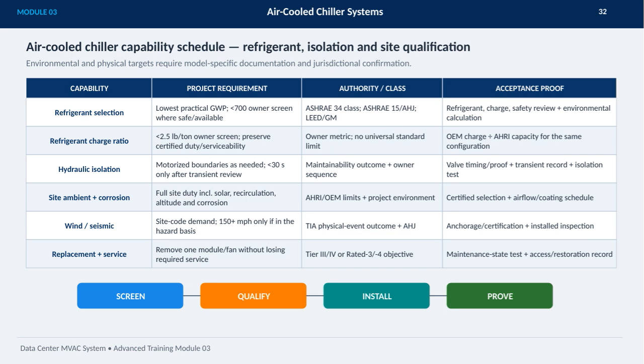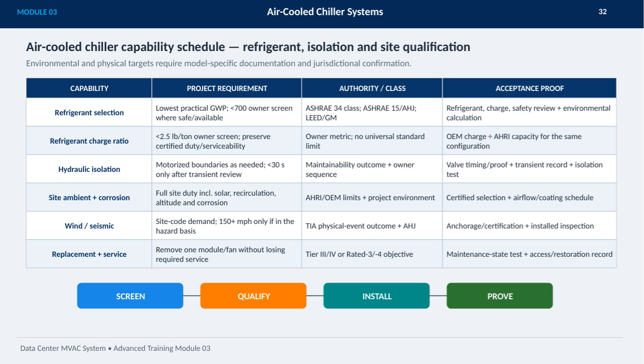Regarding refrigerant charge ratio, it should typically be under 2.5 pounds per ton to meet owner requirements, help preserve certified performance and serviceability. Because there is no universal standard, metrics are based on manufacturer specifications, divided by capacity ratings. Hydraulic isolation involves installing motorized boundaries, but only allowing isolation for less than 30 seconds after transient system reviews. This ensures maintainability goals align with the owner's operation sequences, proven through valve timing, transient records, and isolation tests.